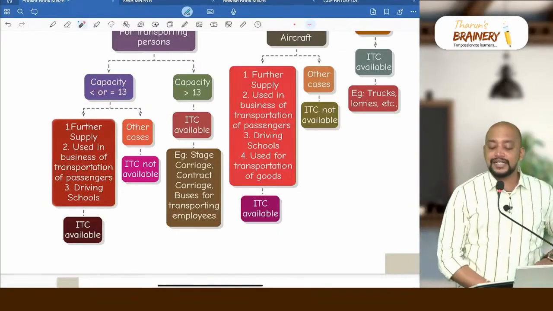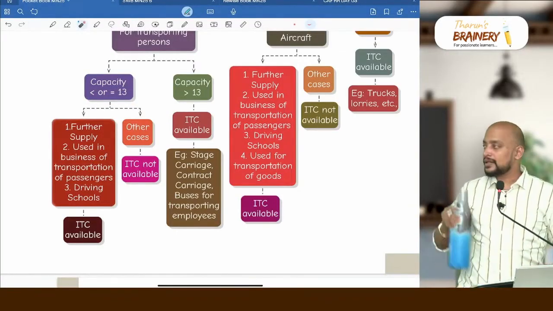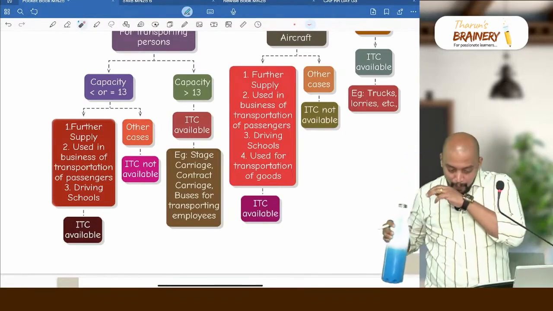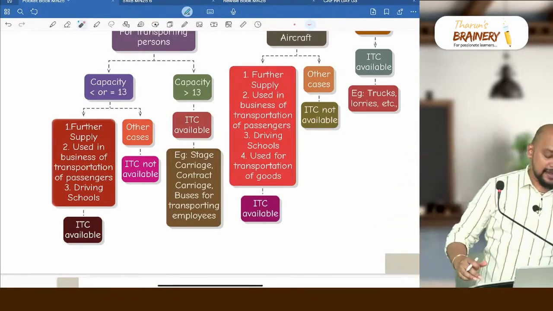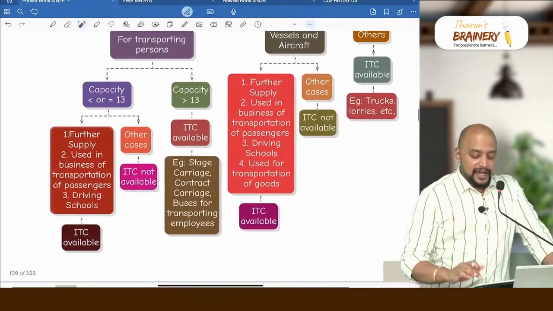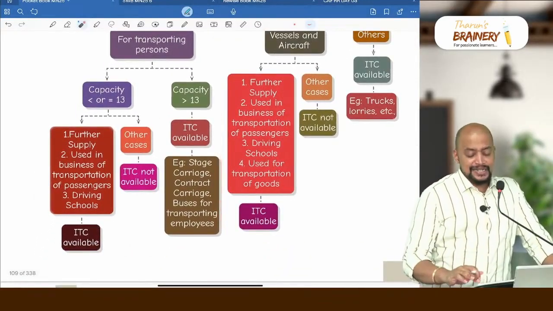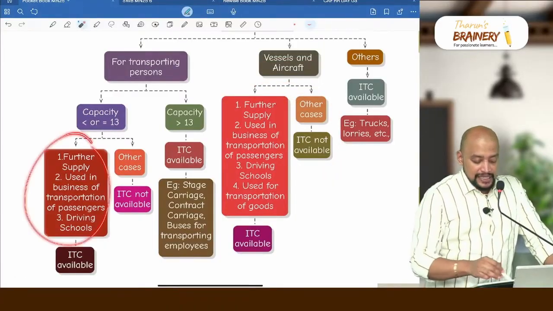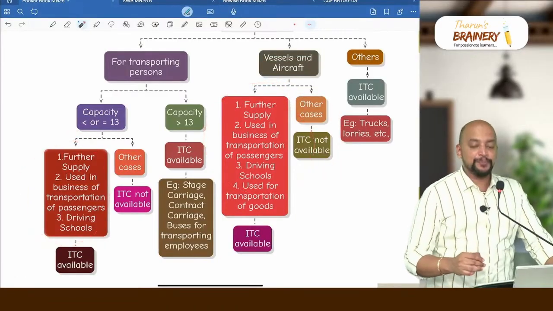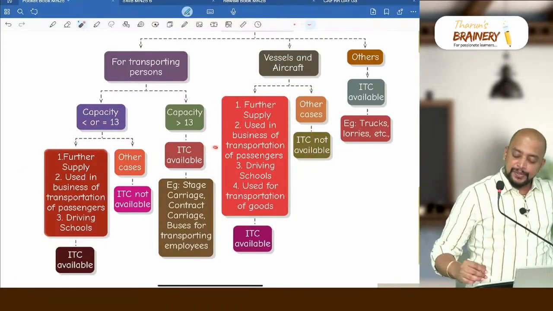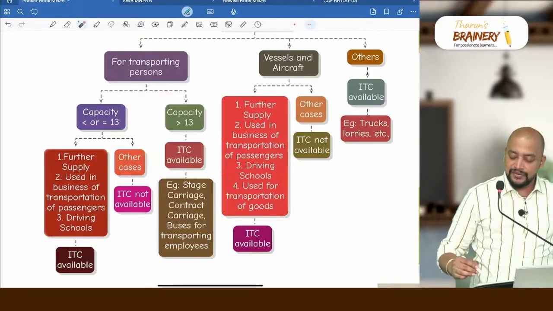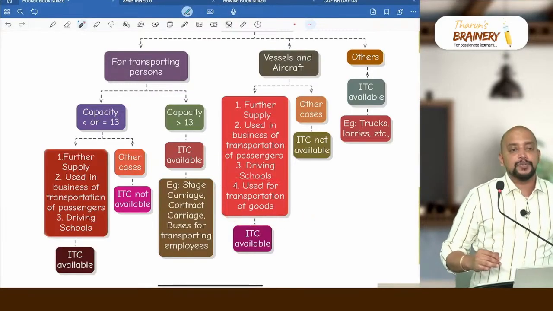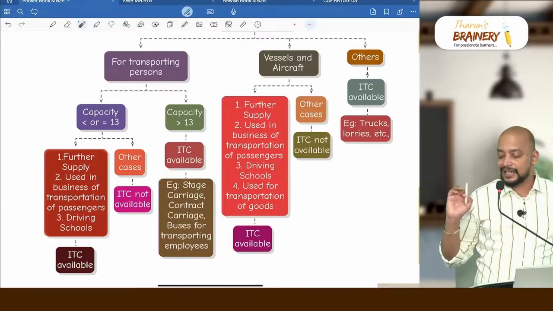Whereas in case of vessels and aircrafts, we have 3 exceptions. Generally, vessels and aircrafts are blocked credit, ITC not available. So these 3 exceptions are there here also. That is further supply, used in the business of transportation of passengers, driving schools, and used for transportation of goods. Used for transportation of goods is the exception where we can take ITC.